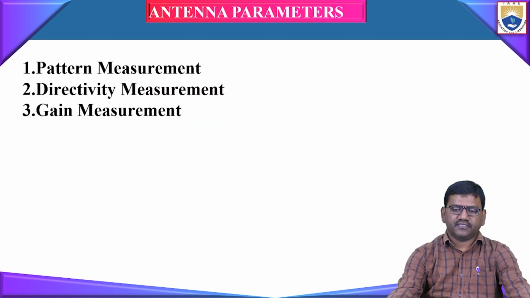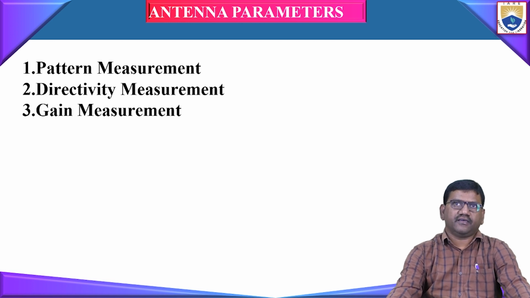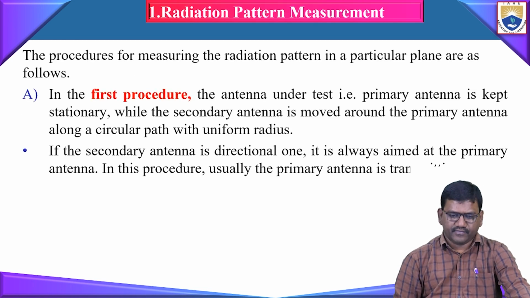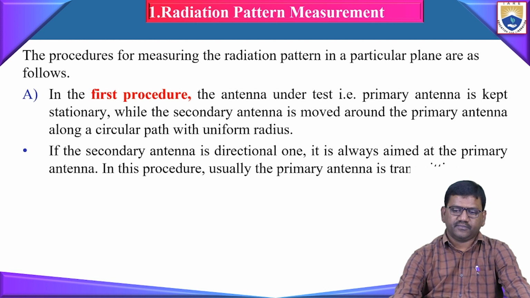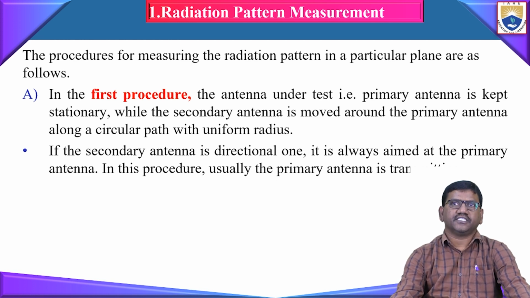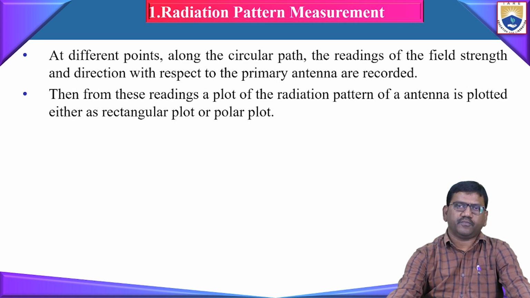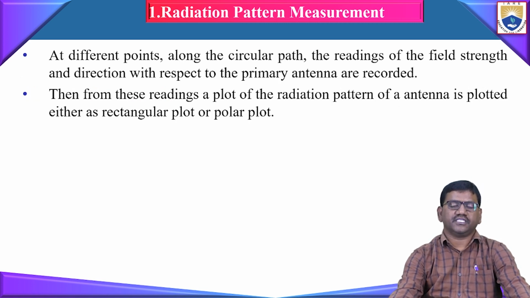So the antenna pattern, gain, and directivity are the three antenna parameters. A setup is required for measurement of gain, of directivity, and of radiation pattern. For the radiation pattern measurement, the antenna under test, that is the primary antenna, is kept stationary, while the secondary antenna is moved around the primary antenna along a circular path with uniform radius. If the secondary antenna is a directional one, it is always aimed at the primary antenna. In this process, usually the primary antenna is transmitting. At different points along the circular path, the readings of field strength and direction with respect to the primary antenna are recorded.